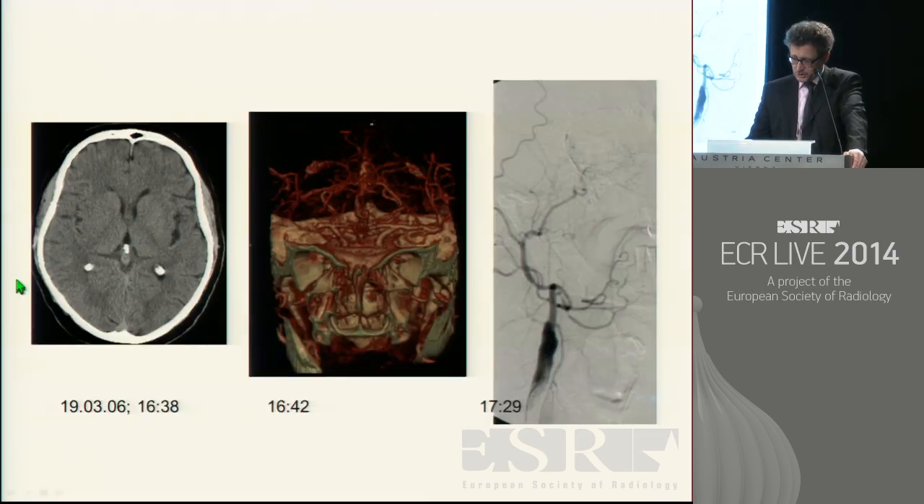And this is the patient you already know. This is the imaging. The imaging doesn't show any early signs of stroke. The CT angiography shows an occlusion of the middle cerebral artery, and the angiography, or the duplex, maybe in that case, shows an occlusion of the internal carotid artery at the level of the orifice. And this is the time. It came to the CT at 16:38. After 4 minutes, CT angiography was done, and the angiography took another 45 minutes.